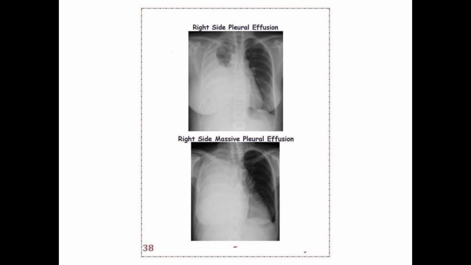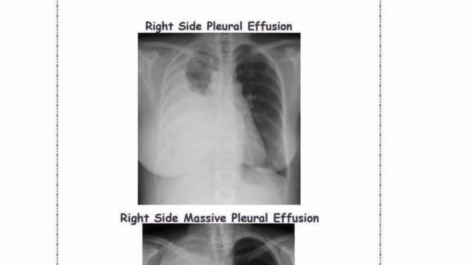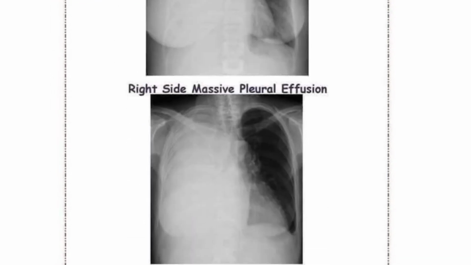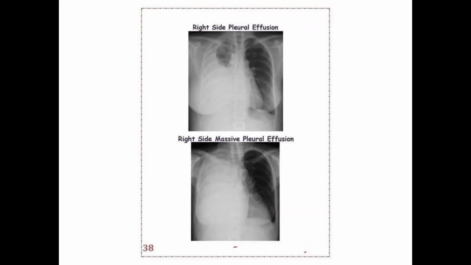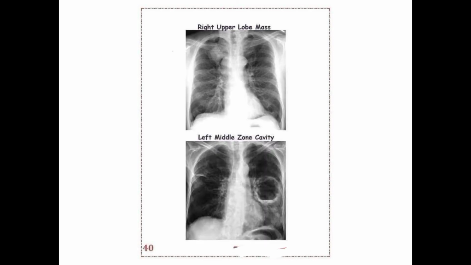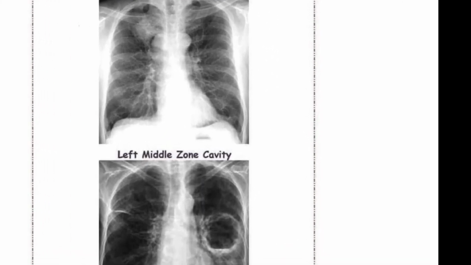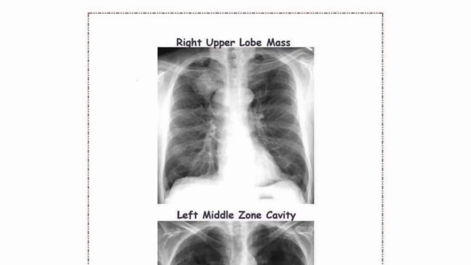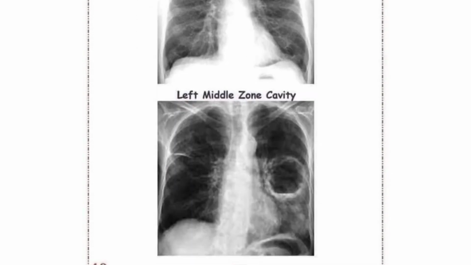This X-ray is showing right-sided pleural effusion, then right-sided massive pleural effusion. This is a normal X-ray. This X-ray shows a right upper lobe mass, then a left middle zone cavity.